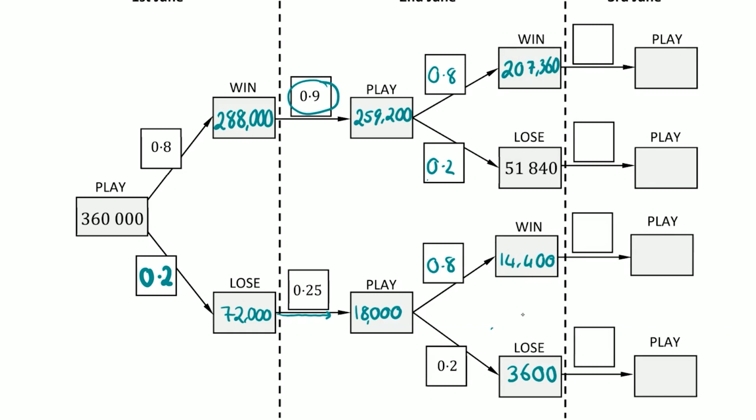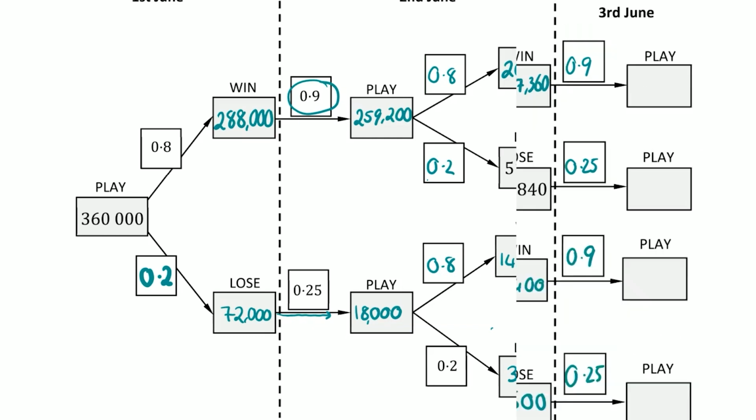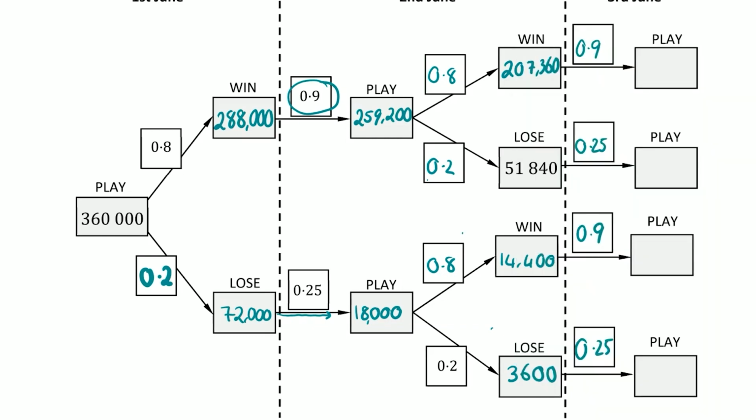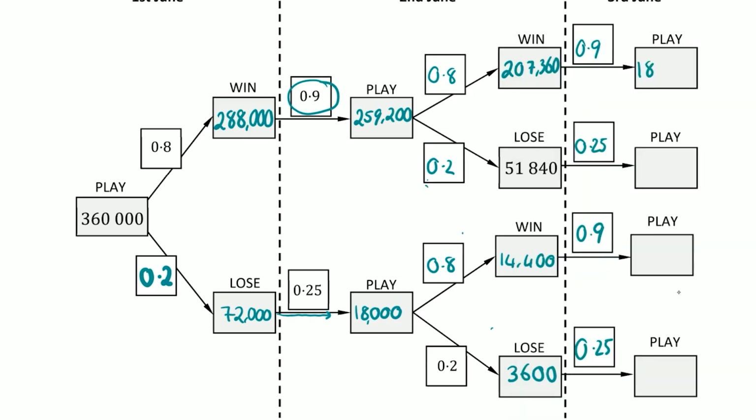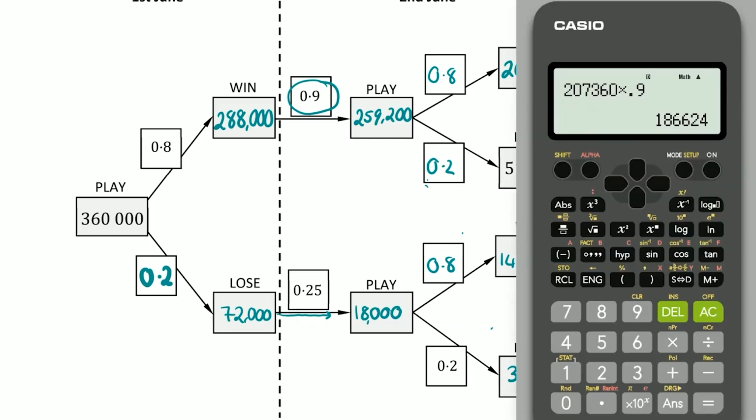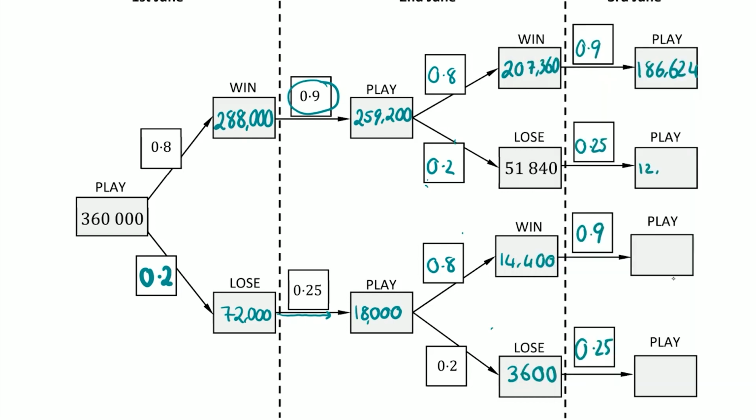So of those who win, 0.9 will play again tomorrow. Of those who lose, only 0.25 will play on the 3rd of June. Again, the winners, 90% will play, and the losers, 0.25. So let's work this out. So first of all, of 207,360, 0.9 will play. 207,360 multiplied by 0.9, that's 186,624. We have 51,840 multiplied by 0.25, that's 12,960.